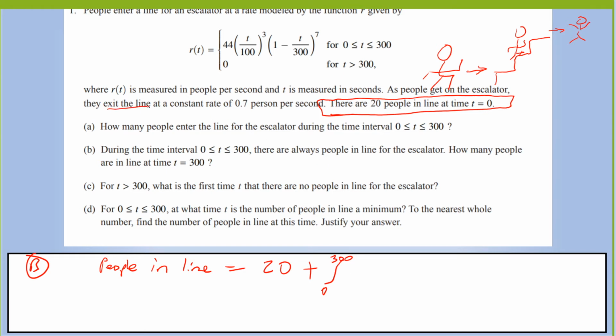0.7. 0.7 is how fast they're exiting. Then x minus 0.7. I'm not sure what x would be in that case, but we've actually got another function, not 0.7, that's measuring how many people per second are entering the escalator.